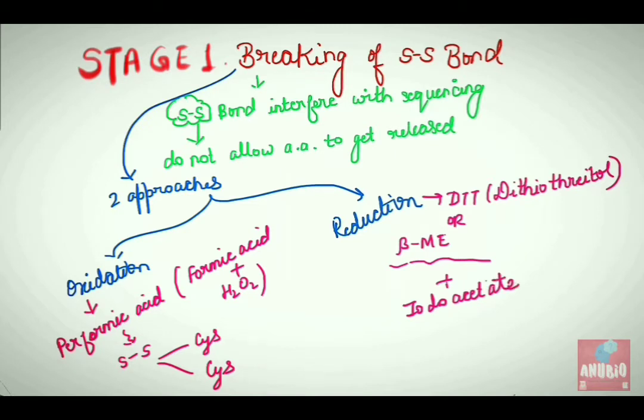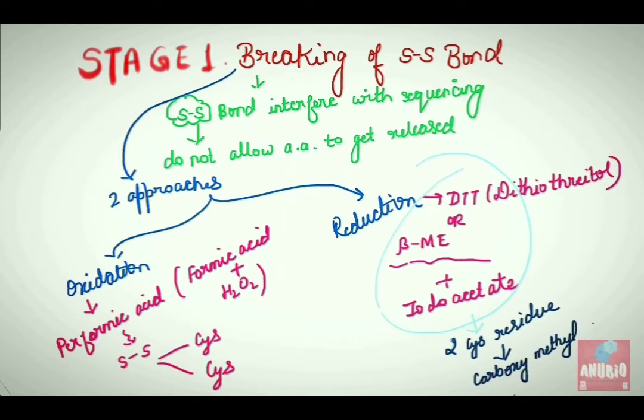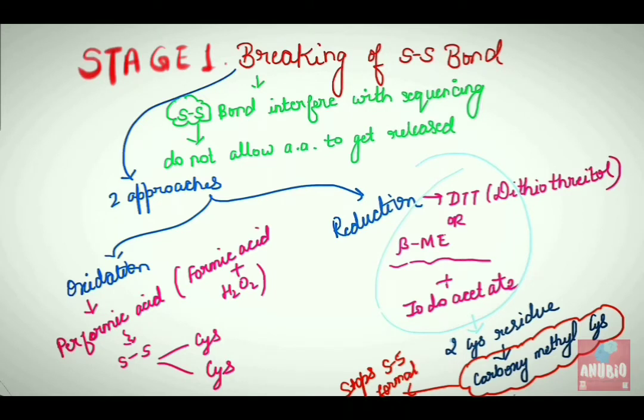In the presence of iodoacetate, it also prevents the re-formation of the disulfide bond. So here is the reaction in which we get 2 cysteine residues by reduction of the peptide with the help of beta mercaptoethanol or DTT, and the cysteine residue is converted into carboxymethylcysteine by treating it with iodoacetate. This carboxymethylcysteine has a special function, which is to stop disulfide bond formation. So that was the breaking of the disulfide bond.